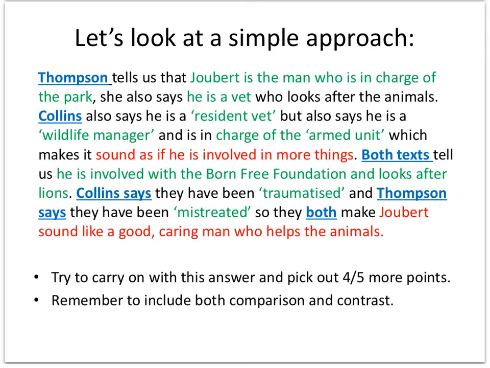Both texts tell us he's involved with the Born Free Foundation and looks after lions. Collins says they've been traumatised and Thompson says they've been mistreated, so they both make Joubert sound like a good, caring man who helps the animals. Now that may seem like quite a formulaic approach, but it's actually a very successful answer. So you've got the references to the writers' names, you've got points that are made, evidence to support the points. We also have the use of key connectives as well, or signposting, so both texts, both, Thompson says, Collins says.